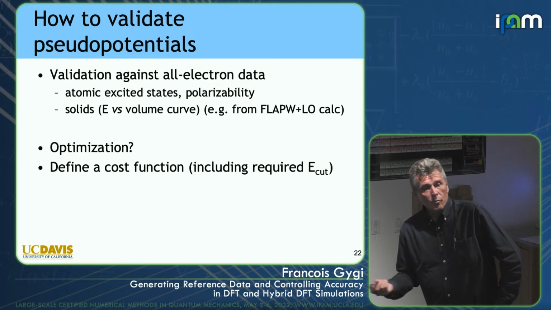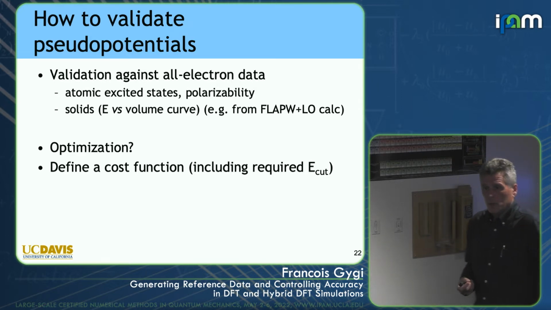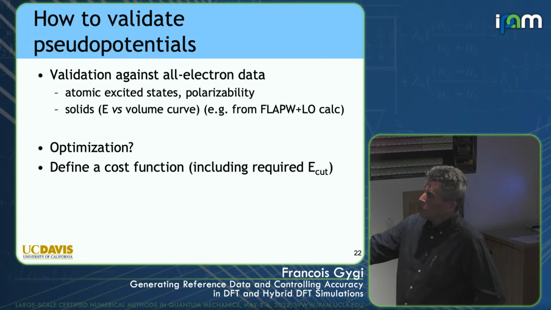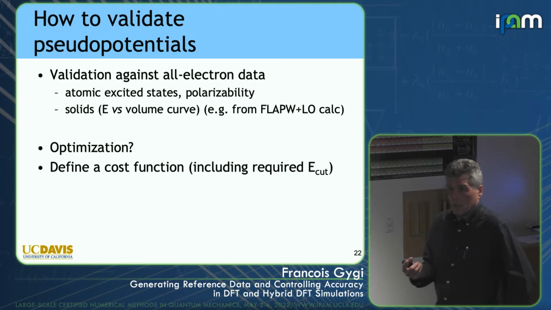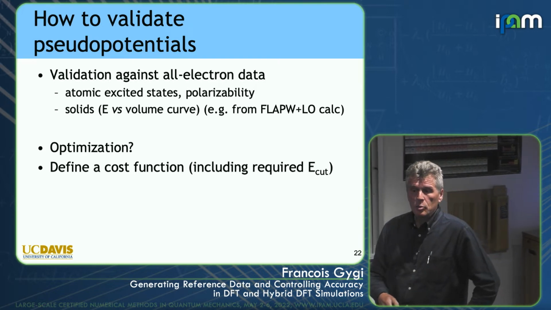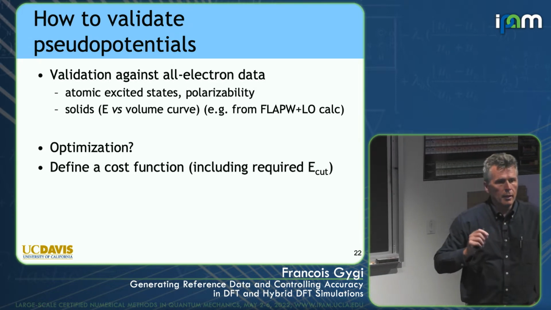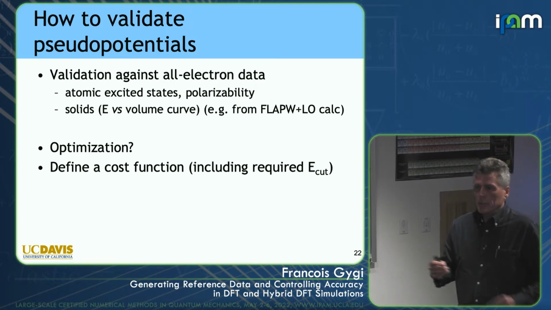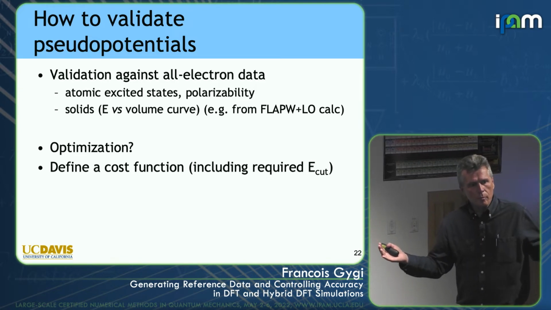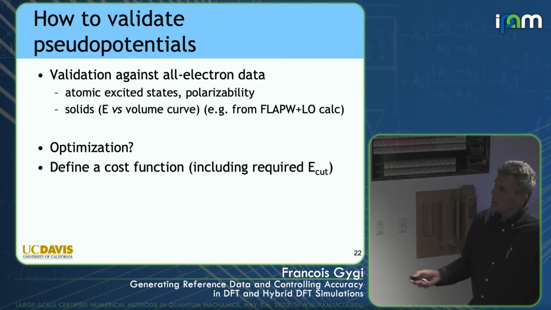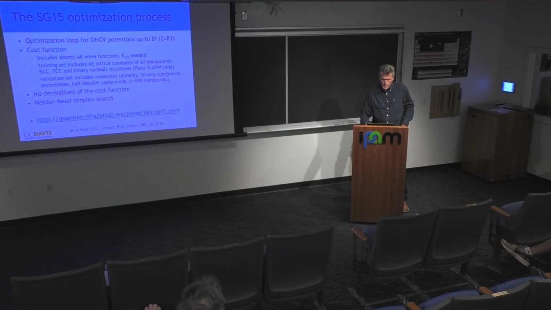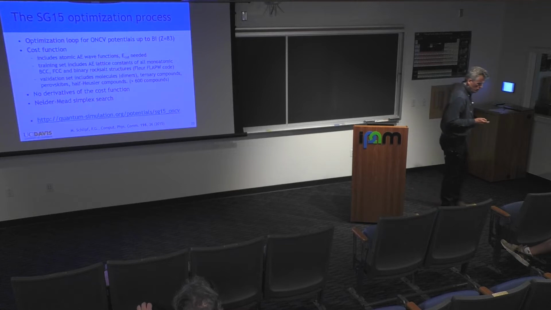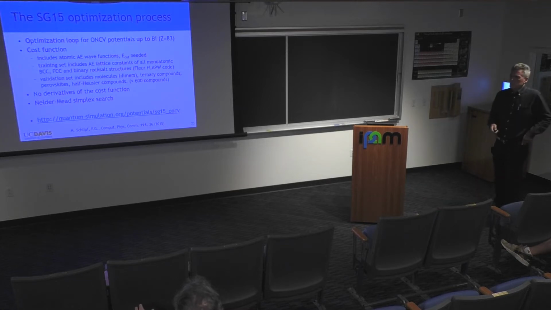So if you want to do that, you have to define a cost function. And one thing you have to keep in mind is that you have to include in that cost function the cutoff of the plane wave method that you're going to need to do the calculation. Why is that? Well, if you neglect that, you can make pseudopotentials that are extremely wild and hard, and they will work very well, but they will need such a high plane wave cutoff that it's not really usable. So that's a restriction. You can try to define such a cost function and then see if you can optimize that. That's one thing we've done already a few years ago. We generated a collection of pseudopotentials we called SG15.